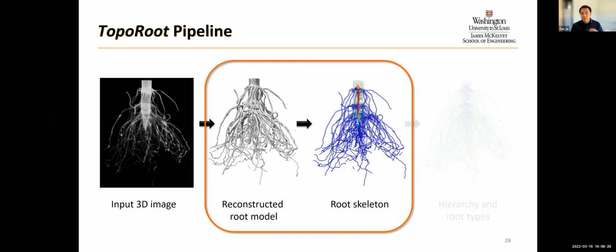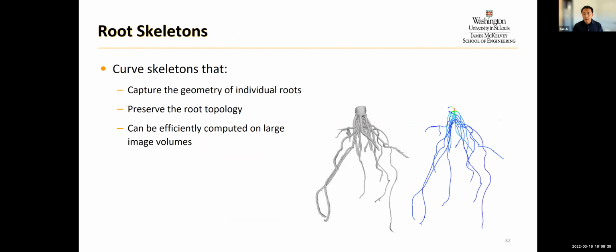So skeletons are quite common shape descriptors in computer graphics, in computer vision, and in medical imaging. In the specific case of roots, we would like the skeleton to have the following properties. The first is that the skeleton should capture well the geometry of the individual roots, because we're going to analyze the roots using the skeleton, such as measuring the curvature or tortuosity of a root. So we need a skeleton curve to be able to capture those properties.